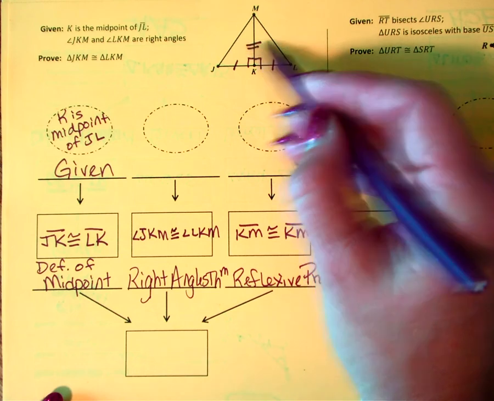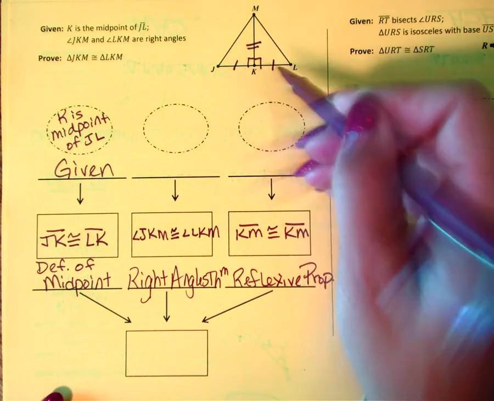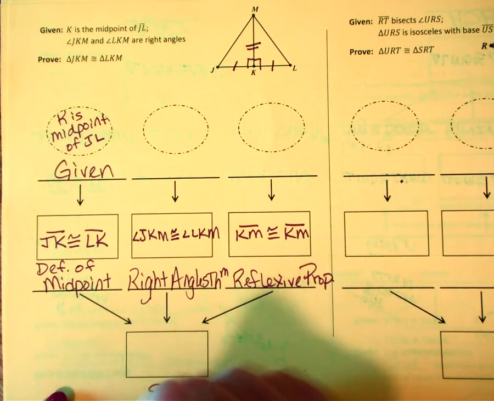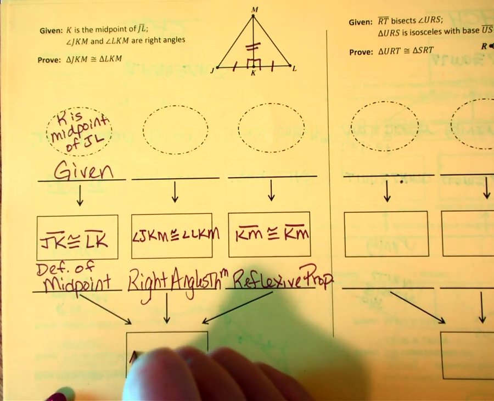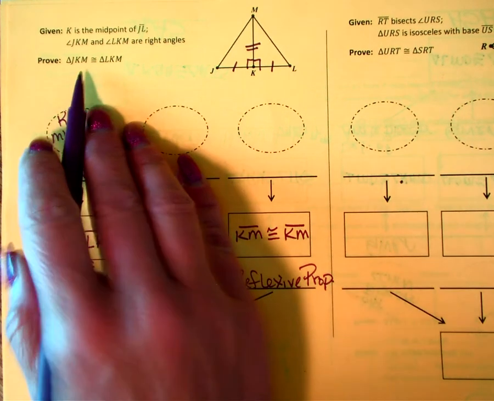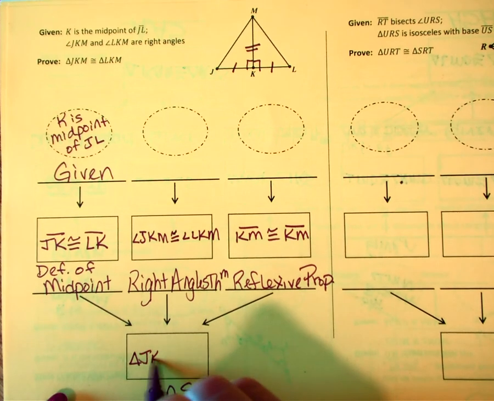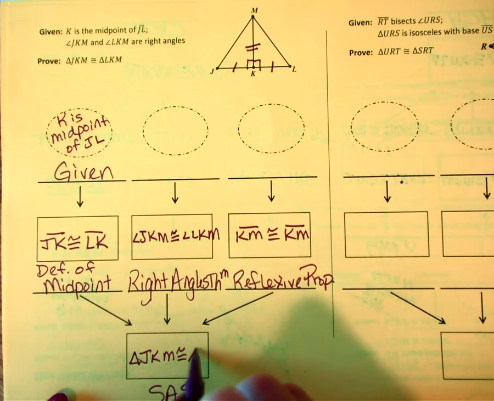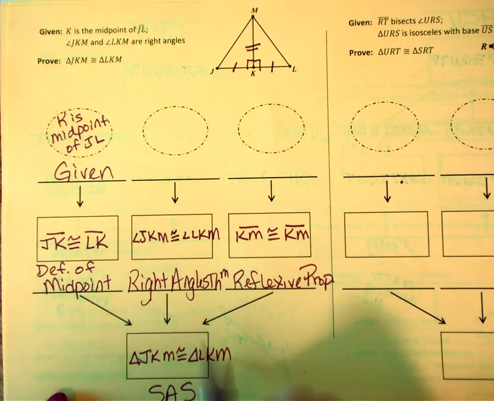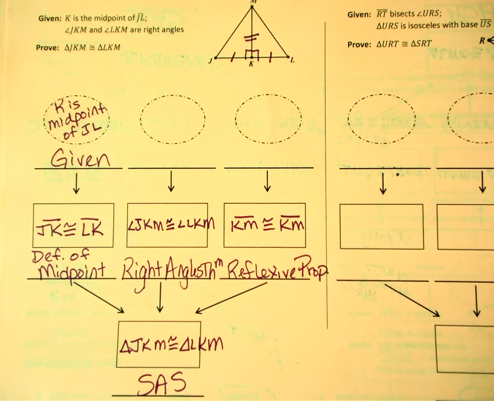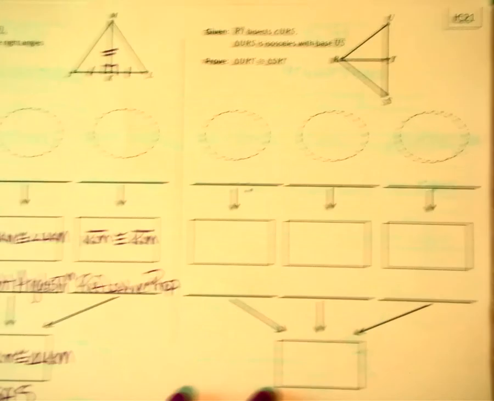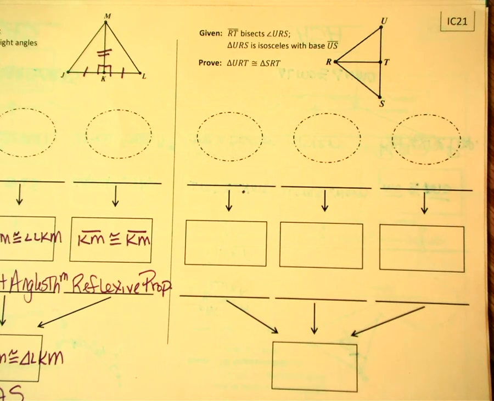I forgot I didn't need it to make those two congruent because it's not the same as these, right? But I have side, angle, side, which tells me that the triangles are congruent. So I can verify the proof. It says that triangle JKM is congruent to triangle LKM with the criteria of side, angle, side. Okay, great work. One last one before you are off to do homework 21.